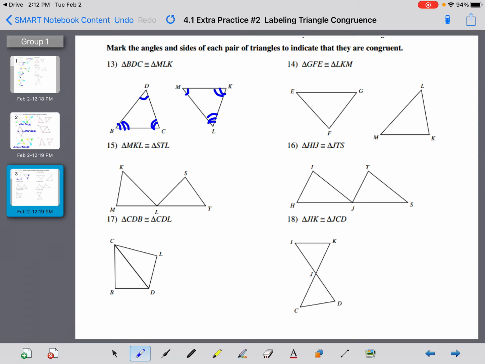Now, first one on the bottom here in the middle should be pretty straightforward. L and L on both sides are going to be the same. Okay. M and T do not look similar, and K and S. I'm going to leave 15.